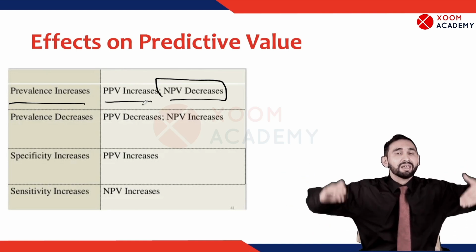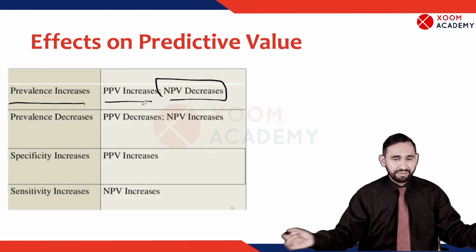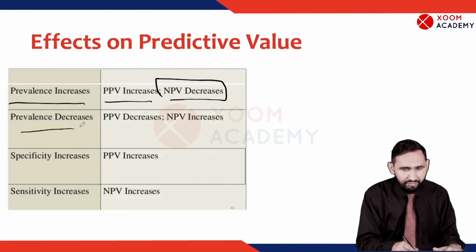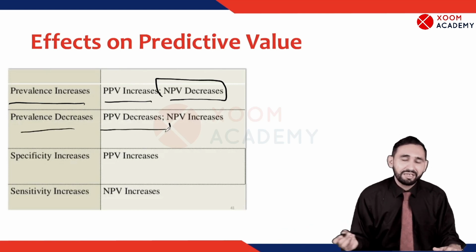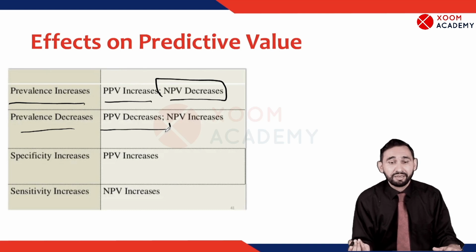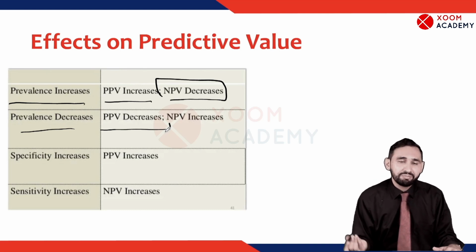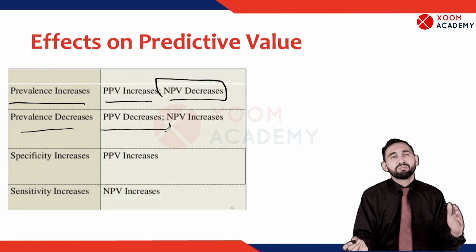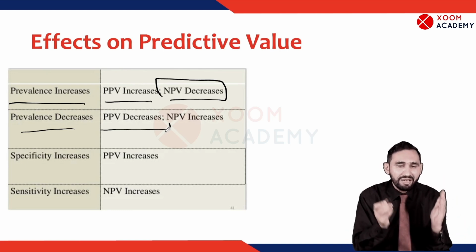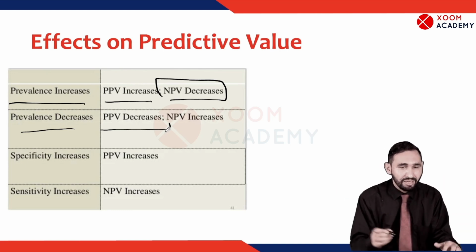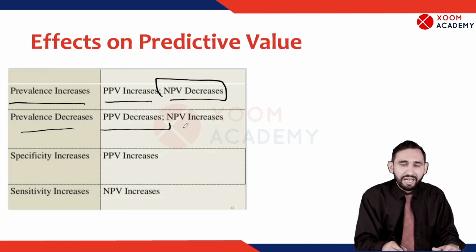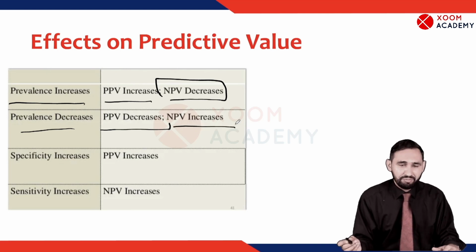When the burden is increasing, the number of positive cases is increasing. When prevalence decreases, the number of positive cases is less. When prevalence decreases, positive predictive value decreases. So you have to remember that positive predictive value and prevalence are directly proportional. Prevalence and negative predictive value are inversely proportional.